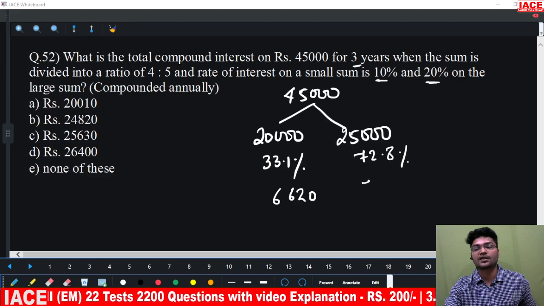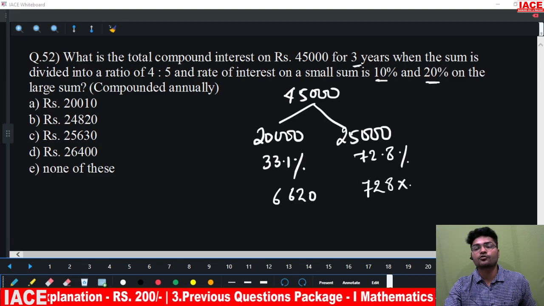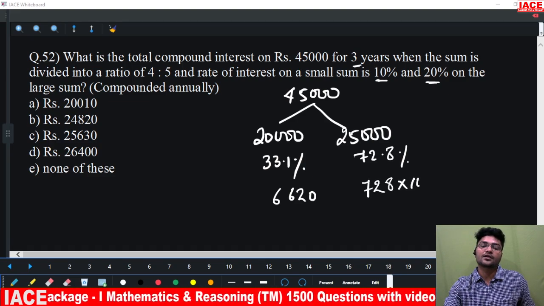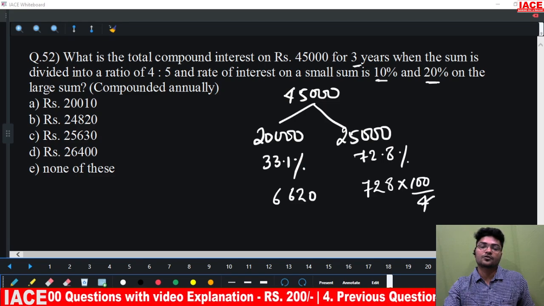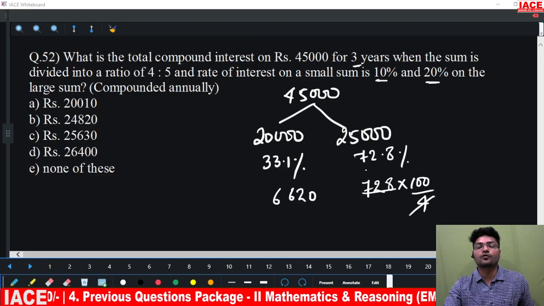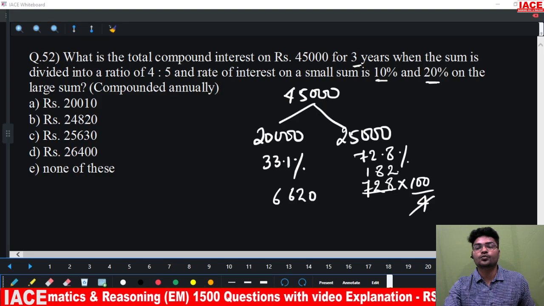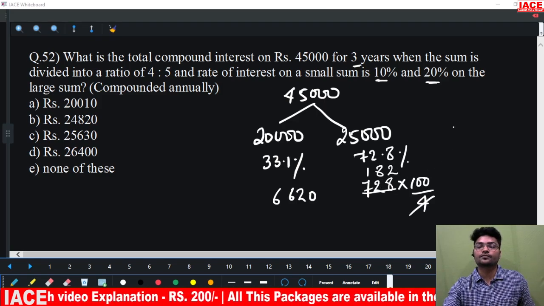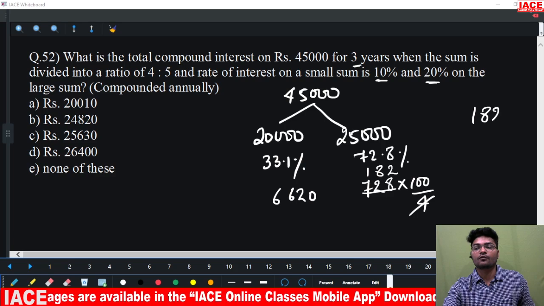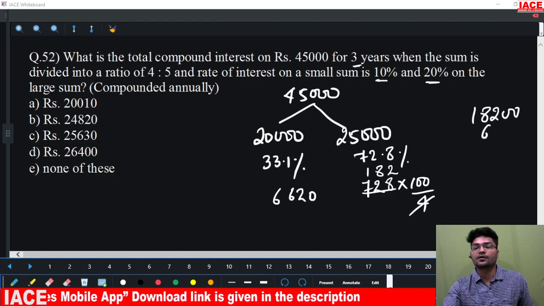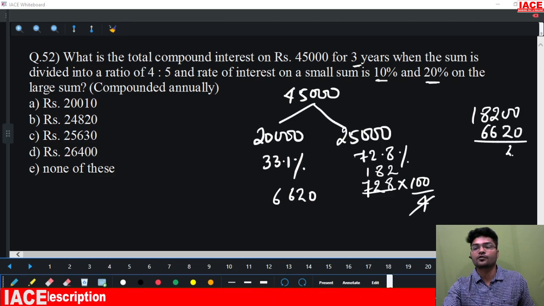So we have 728 into 25. 25 I can write it as 100 by 4. So 4 ones are 4, and 182, so 18200. 18200 and 6620. So we have 20.